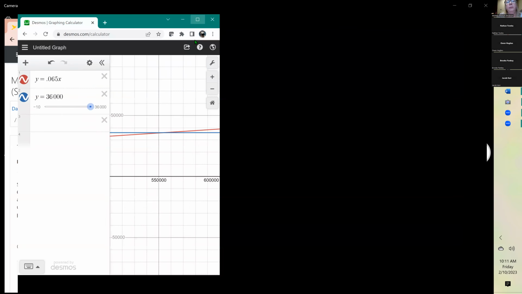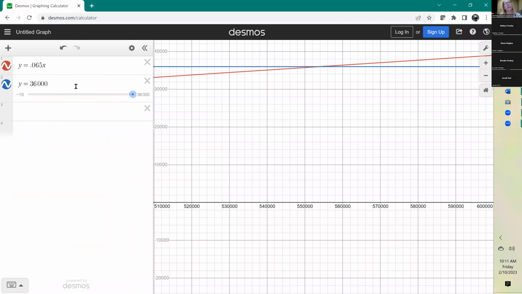The reason you don't want the x with the 36,000 is it's constant. We are always taking that out. It doesn't matter. It's always constant. So that's the horizontal line.